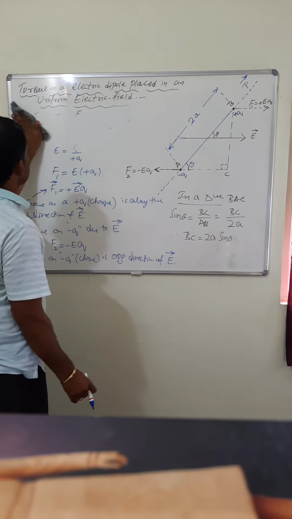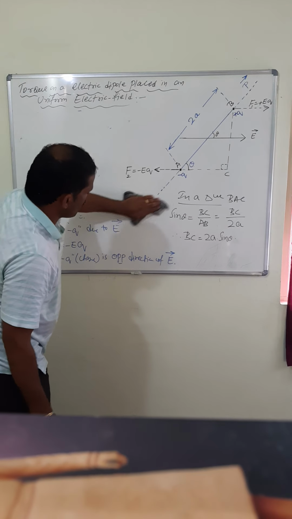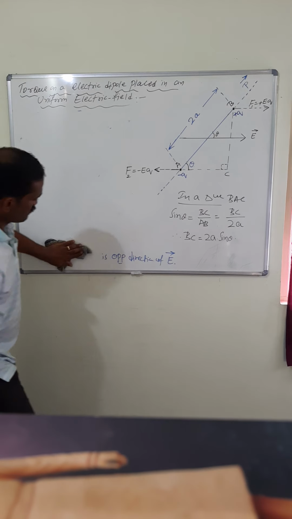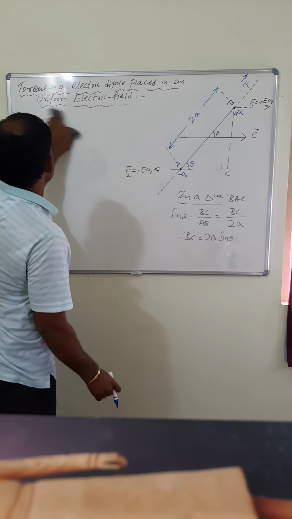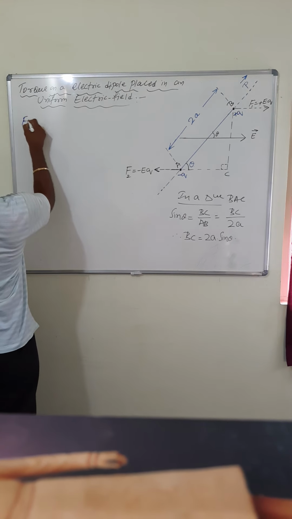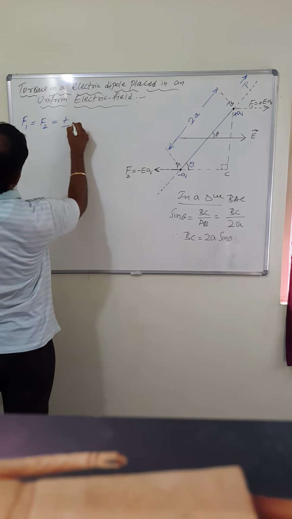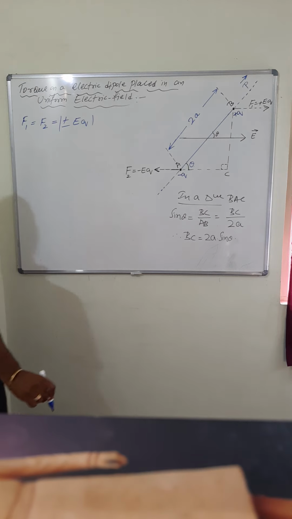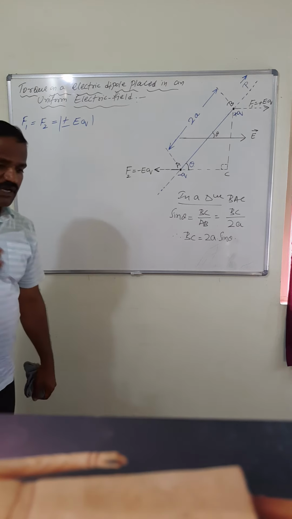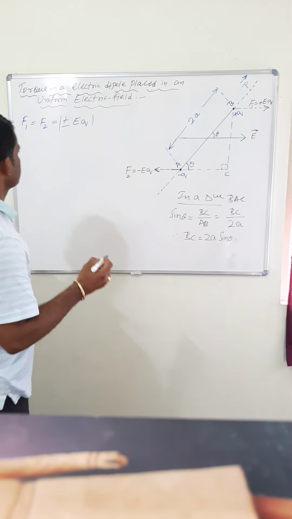Therefore, F1 and F2 are equal in magnitude but opposite in direction. F1 is equal to F2, which is equal to modulus of plus or minus E into Q. Am I right or not? F1 and F2, equal in magnitude but opposite in direction, will constitute a dipole.